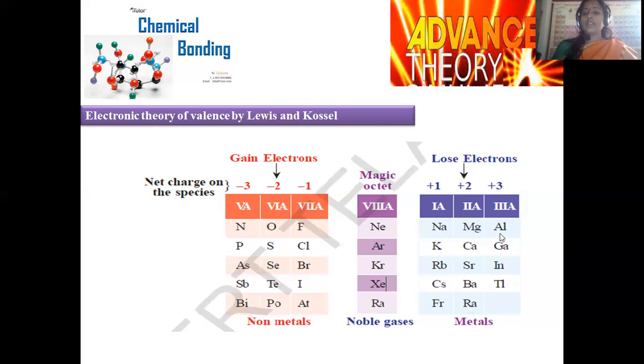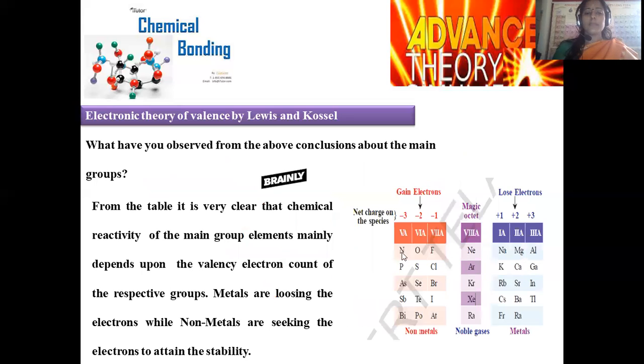And the third A group elements, we can say 13th group: aluminium, gallium, indium, and thallium, where trivalent nature will be there and the 3 electron loss, and subsequently they are converted into tripositive cations. All these are regarded as metals. Metals are generally electropositive, and the tendency to lose the electron is the common trend here. Non-metals are electronegative. Tendency to gain the electron is the general trend. Noble gases are neutral, neither to lose nor to gain the electrons.